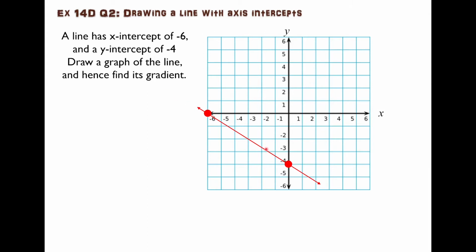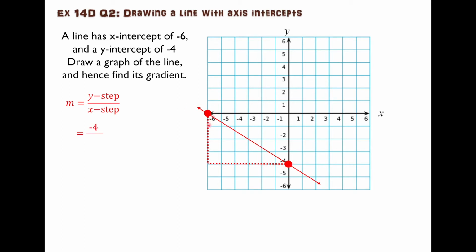So using this, I want to find its gradient, its slope. First, let's write the gradient formula. M equals y step over x step. M is the gradient or the slope. To find the y step and the x step, to get from here to here, I go down. The y step is -4. I go down 4. And I go across 6. 1, 2, 3, 4, 5, 6. So the x step is 6.